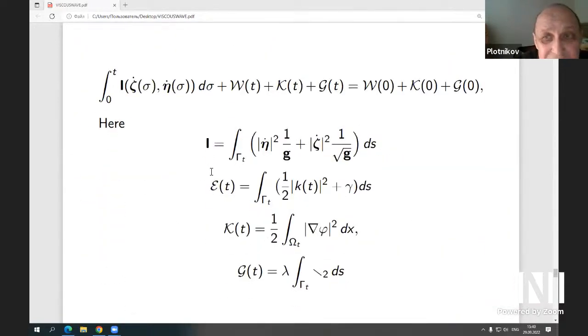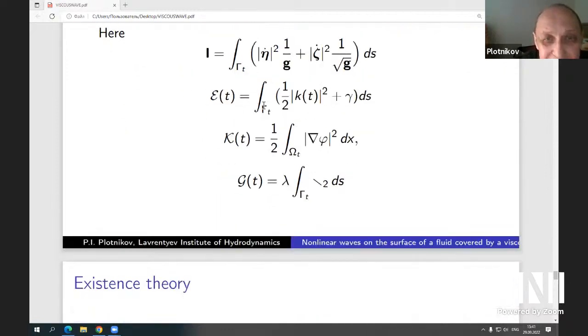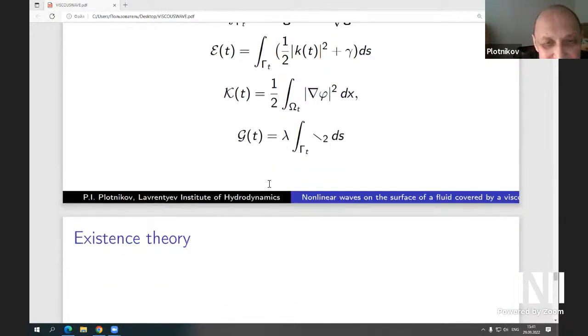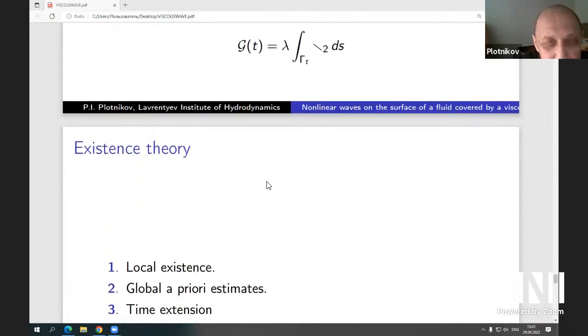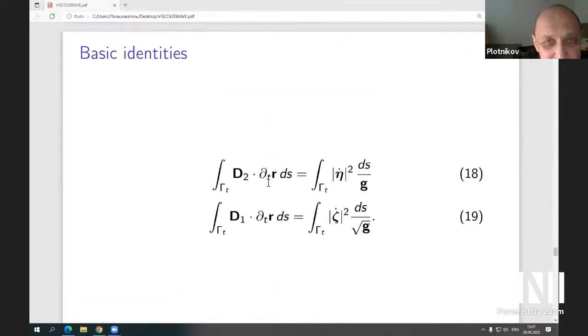Now, how does the energy dissipation inequality read? Here is the dissipation function for this simple example. It is not simple, but the example looks like this. It is clear that it has a geometric form: a quadratic form of eta dot and zeta dot. The other quantities, like elastic energy and kinetic energy, are the same. The question is, does the problem look very non-trivial?